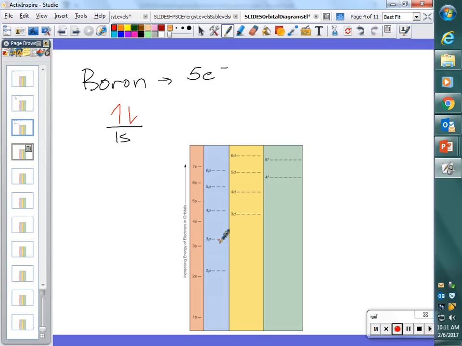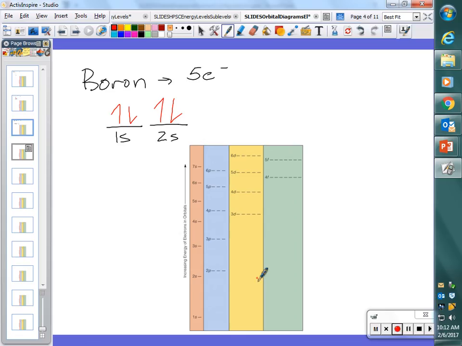That one's full. We move up the chart. The next orbital we run into is 2s. Here's my line. Here's 2s. How many electrons can the 2s orbital hold? 2. Here, here. We're still not done yet, though. We have to place how many electrons? One more, 5 total.